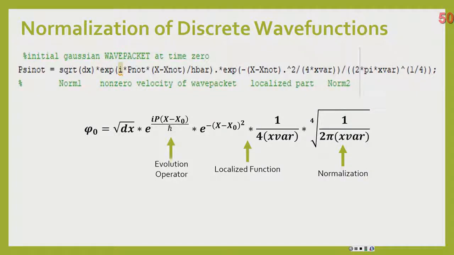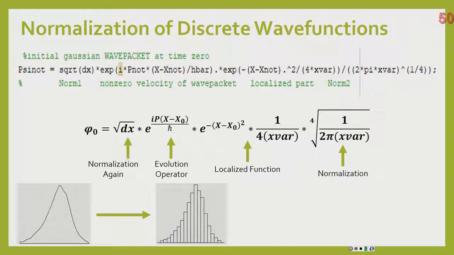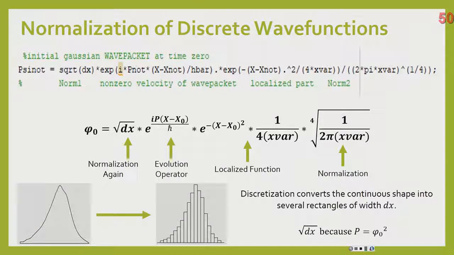So this is the normalization from the standard wave function. And then we have to normalize it again, because this is not actually what the function looks like. We take this function and turn it into a bunch of rectangles of width dx. So in order to actually get an area to normalize, we need to multiply it by dx. We end up using the square root of dx because in order to get the probability, or to normalize it, we take the square of the function.